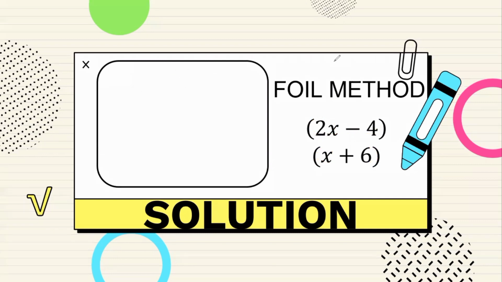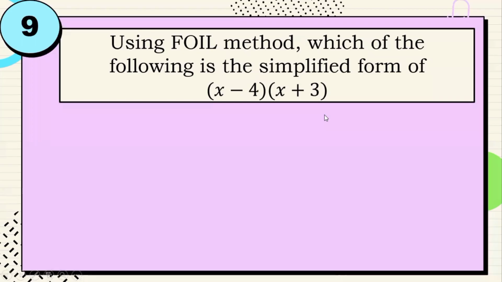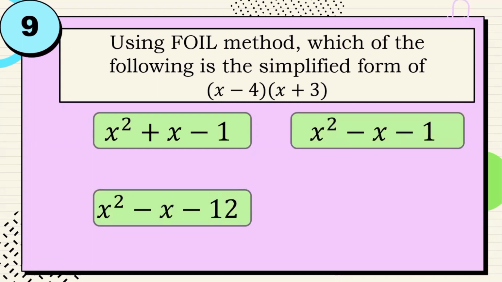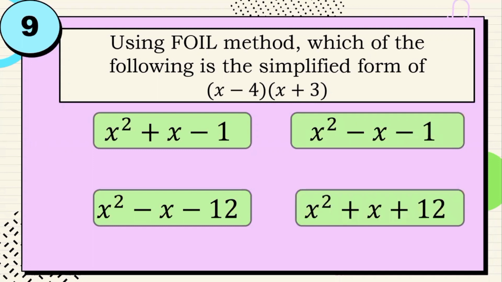Next, we proceed now with our next question. Okay. Another example under FOIL method. Okay. So using FOIL method, which of the following is the simplified form of x minus 4 times x plus 3? Okay. So we have the different choices: x squared plus x minus 1, x squared minus x minus 12, x squared minus x minus 1, x squared plus x plus 12. Okay, the correct answer here is, okay, very good. It's x squared minus x minus 12.